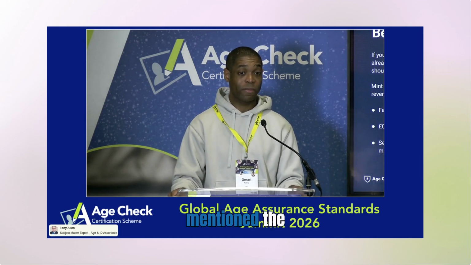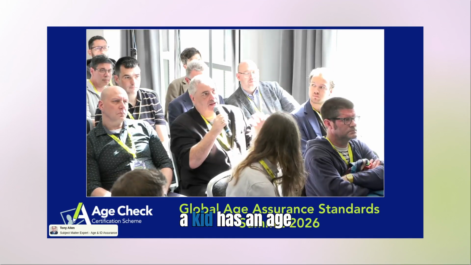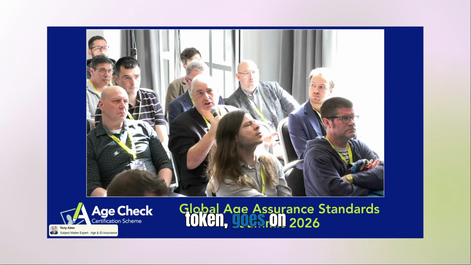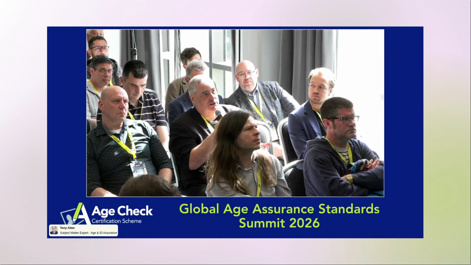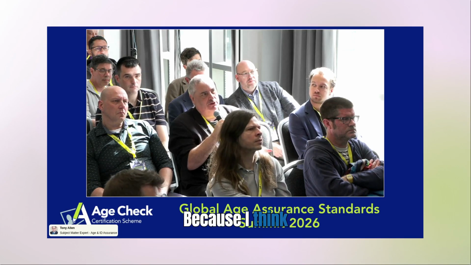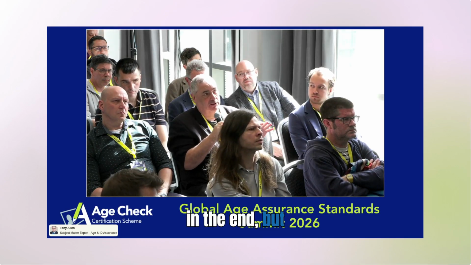I can also imagine a situation in which there's confusion, like a kid has an age verification token, goes on vacation and it doesn't work. How would you explain that? Because I think it's a user interface thing in the end, but how would you do that?